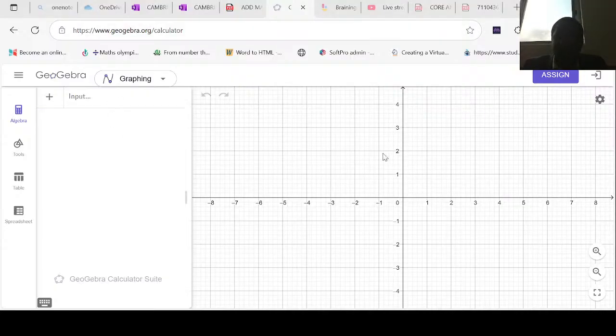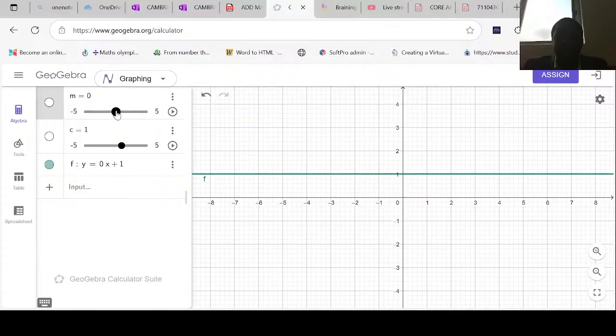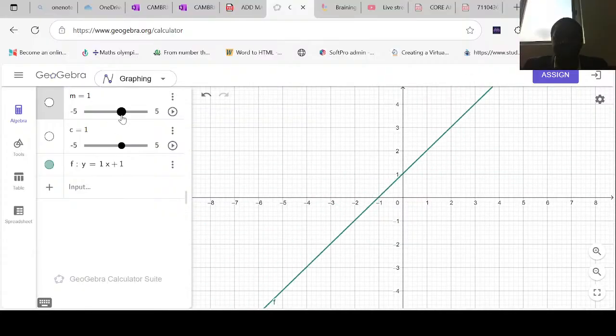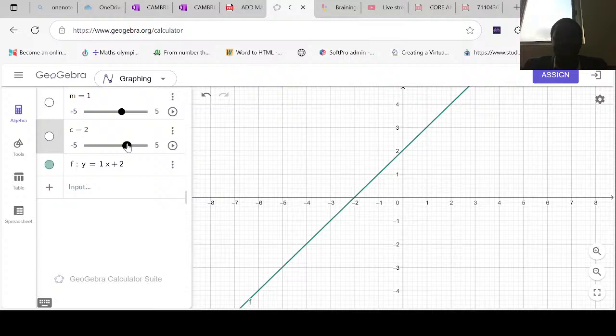So we know that every straight line is generally given by y equals mx plus c. We are going to use a slider. I believe I taught you about a slider, right? A slider is just a variable. So m is what? Gradient, right? You see, as I'm changing it, see what is going on. c is what? The intercept on the y-axis. Do you see how it's changing?